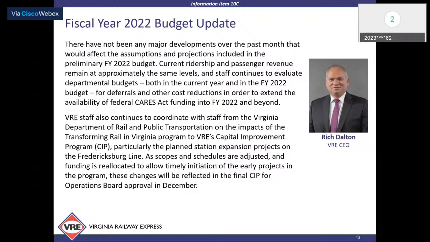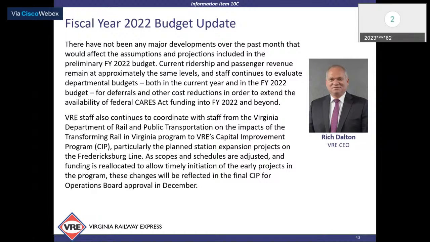On the capital side, we are continuing to update the scopes and the schedules and the budgets for all of our projects, particularly in light of the Transforming Rail in Virginia program. One of the real benefits of that program, I hope this has come out in our discussions over the last couple of months, is that we will be able to achieve the same benefits for passengers in terms of increased capacity and reliability without having to spend as much as we were originally looking to spend on our station expansions. And that in turn has freed up some of that money to advance the other projects that we have.